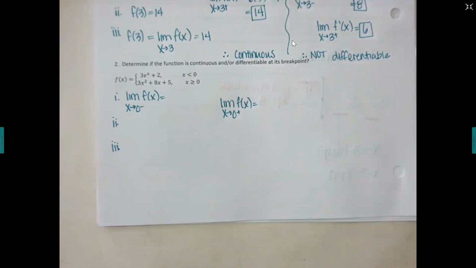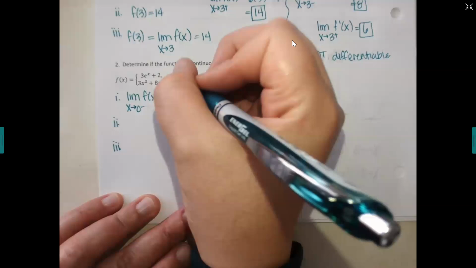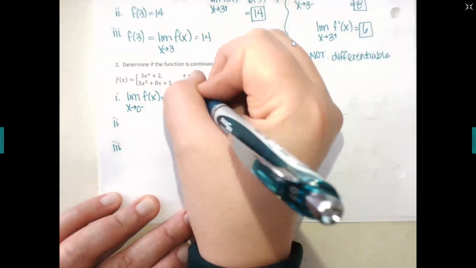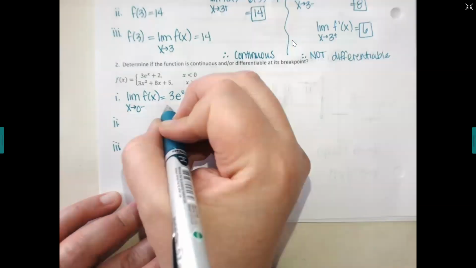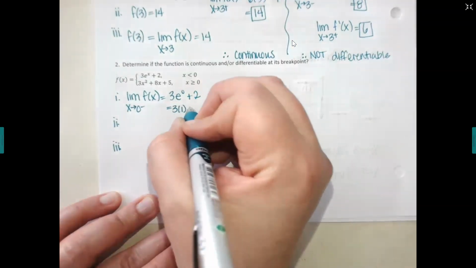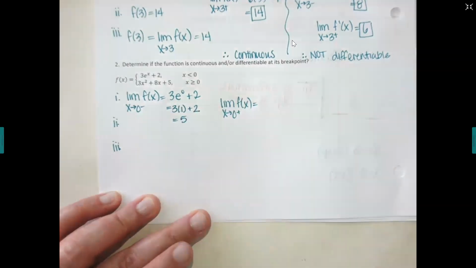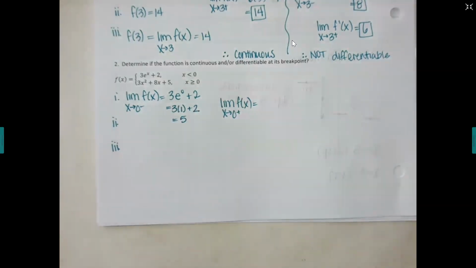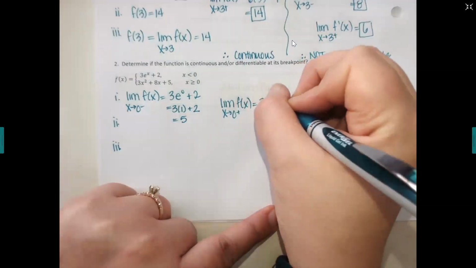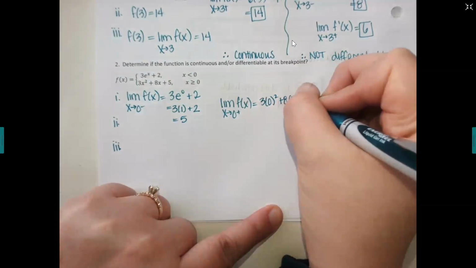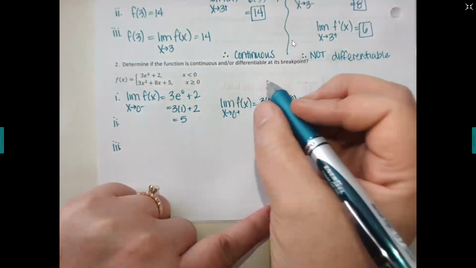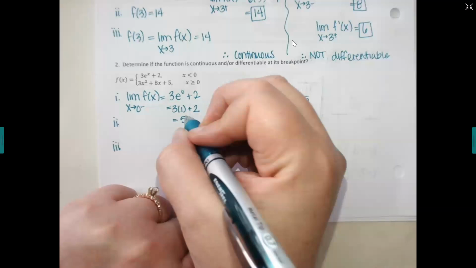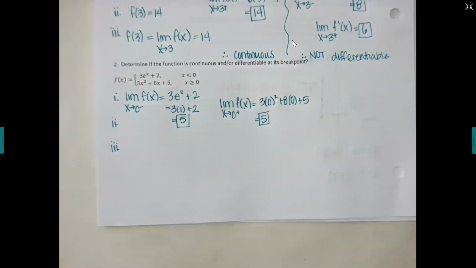Remember, less than corresponds with the left side. So it'd be 3e to the 0 plus 2. What is e to the 0, though? So really, that's just 3 times 1 plus 2, which is going to come out to be 5. For my x greater than, that would be my right side. So I'm going to have 3 times 0 squared plus 8 times 0 plus 5. What is that going to come out to be? Also 5. Okay, so step number 1, these guys match each other.